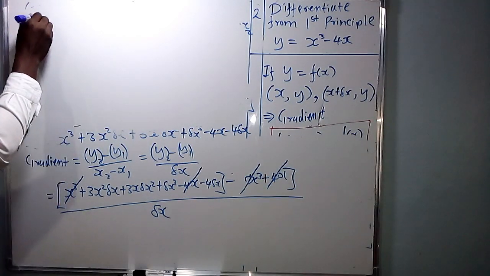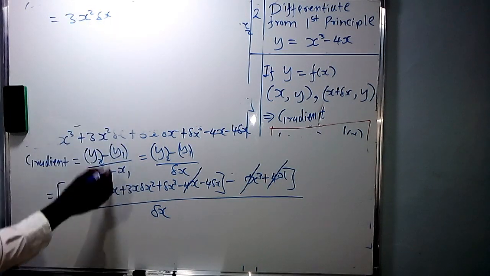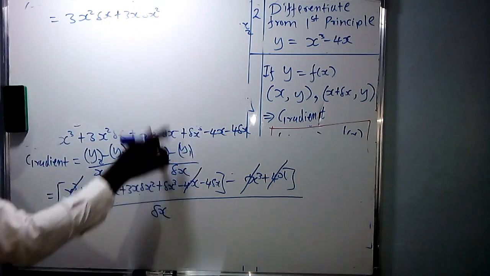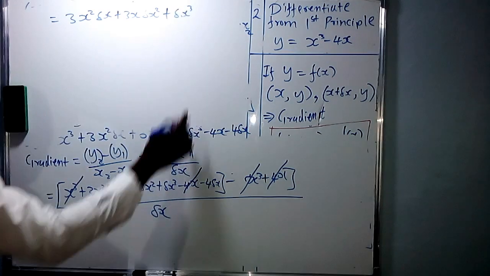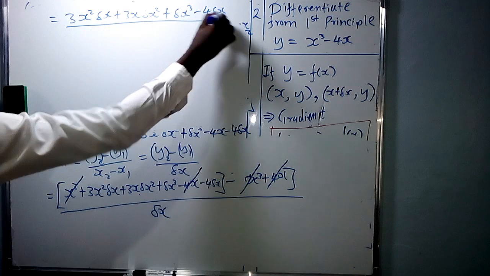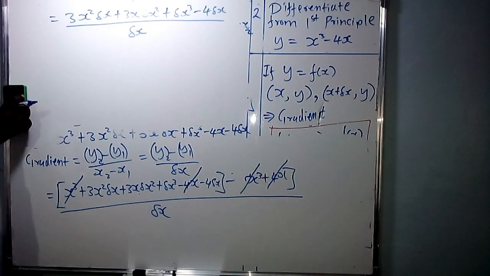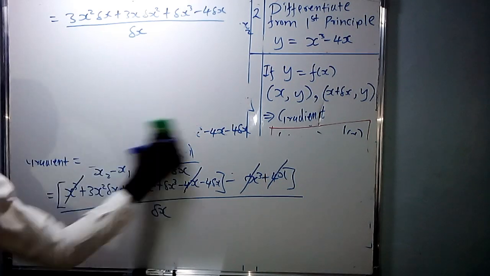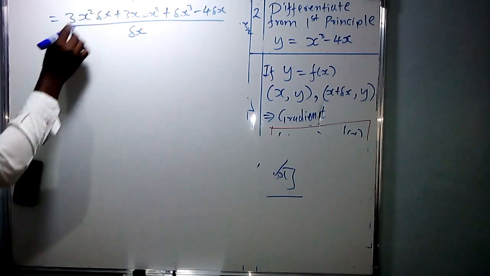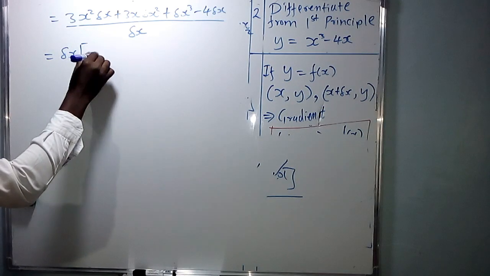3x squared change in x plus 3x change in x squared plus change in x cubed minus 4 change in x. Are we together? Then the whole of that is over change in x. So can you now see, change in x is a common factor in the numerator and denominator? So you can simplify, meaning you can remove one change in x in the numerator. If you factorize out change in x in the numerator, you remain with 3x squared.